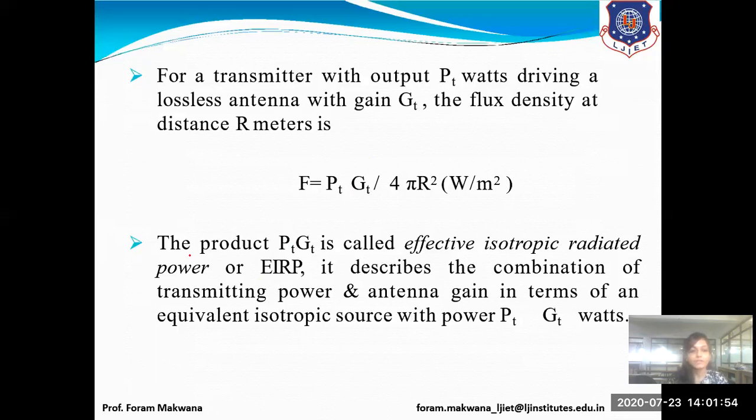That's why we can say that another term, the product of PT and GT, is called EIRP, effective isotropic radiated power, which describes the combination of transmitting power and the antenna gain. Its unit is watts because it is effective isotropic radiated power, right?